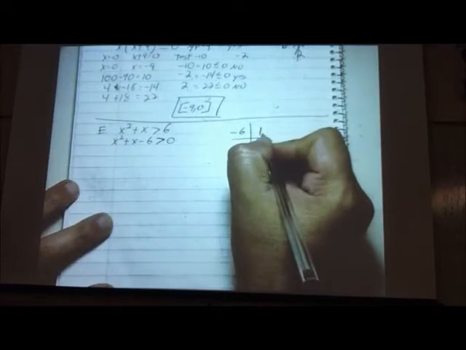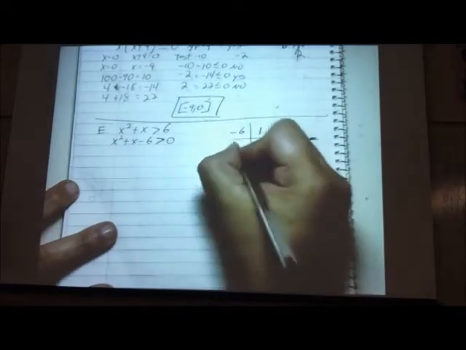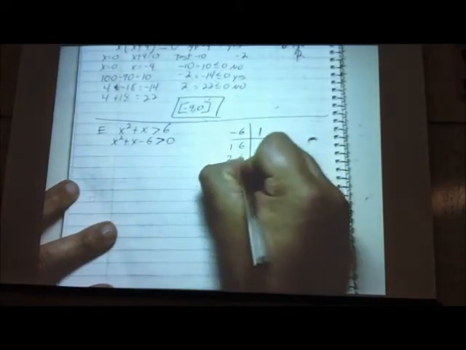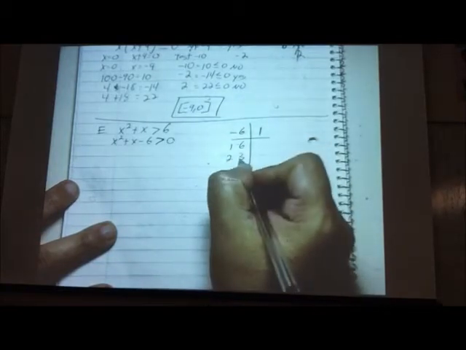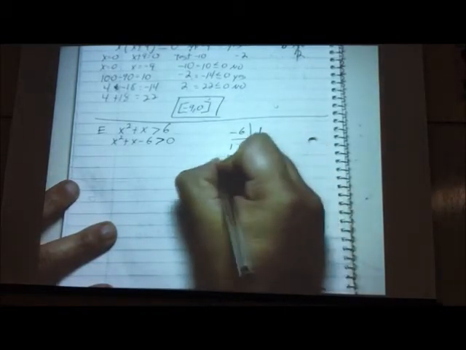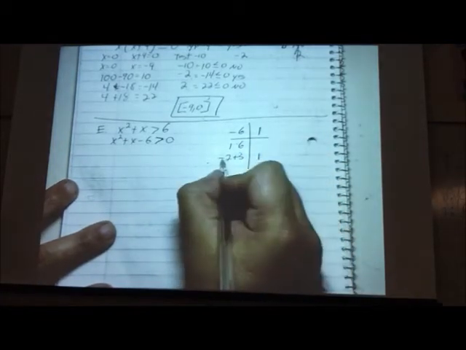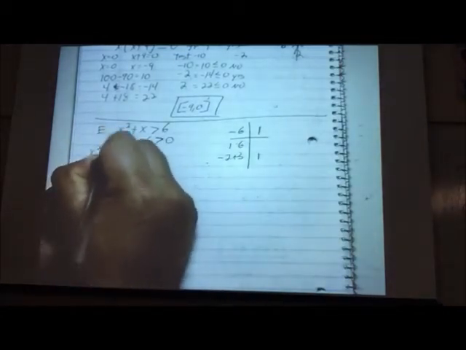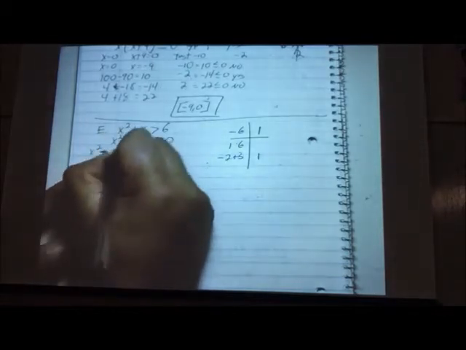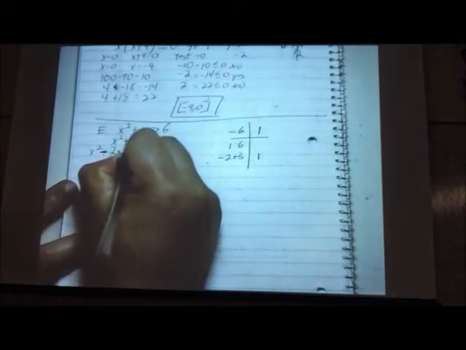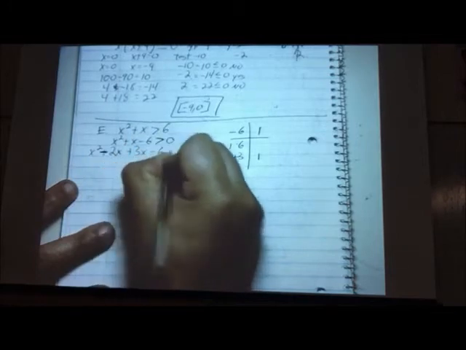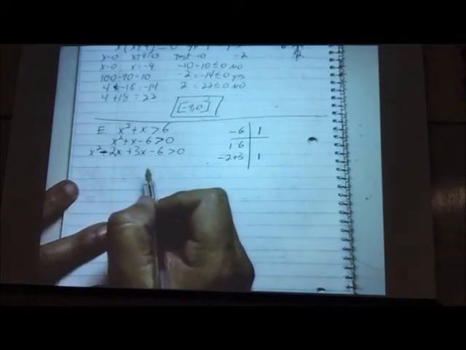I know that negative 6 goes on the left, positive 1 goes on the right. My multiples for negative 6 would be 1 and 6, 2 and 3. In order for me to get a 1 from 2 and 3, 3 needs to be positive and 2 needs to be negative. That gives me a positive 1. Positive 1, negative 2, positive 3. Great. So then we have to rewrite this: x squared minus 2x plus 3x minus 6 is greater than 0. 1, 2, 3, 4.